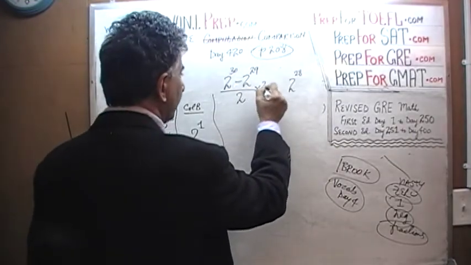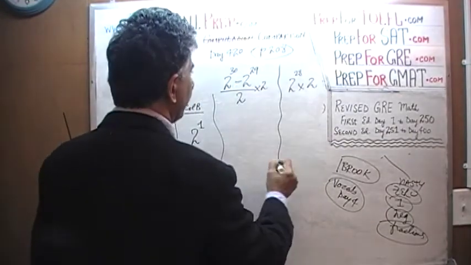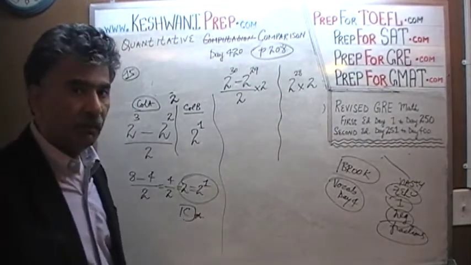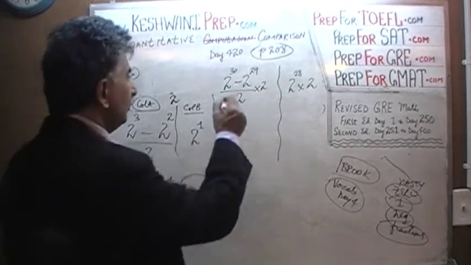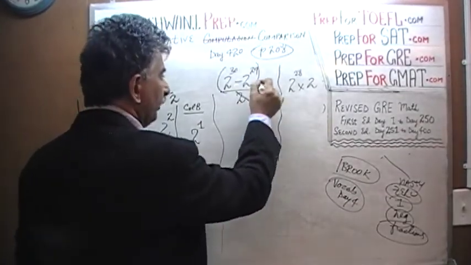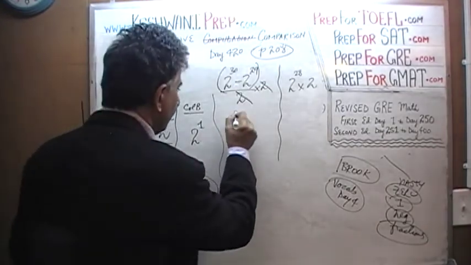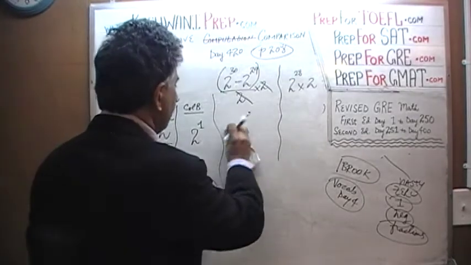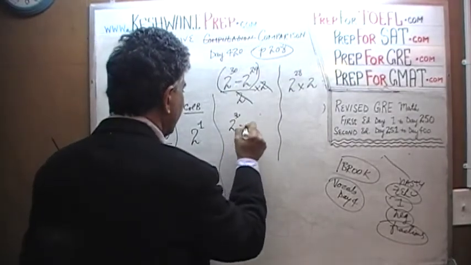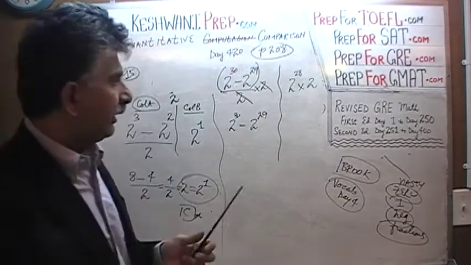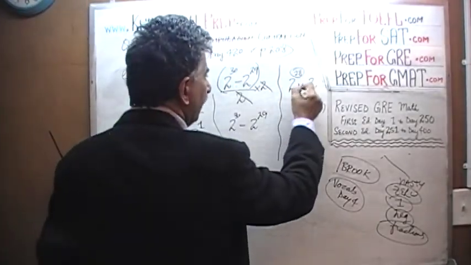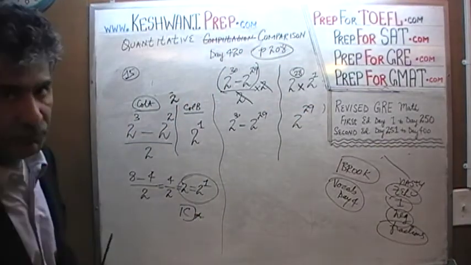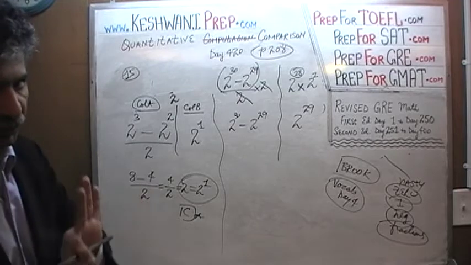Let's multiply both columns by 2. It's okay to do that because 2 is a positive number, we can multiply both columns by a positive number. When you multiply both columns by 2, this 2 goes away, and we end up with 2 raised to 29 minus 2 raised to 28 on the left. And on the right, we have 2 raised to 28 times 2 raised to 1, which is the same as 2 raised to 29. Are you with me so far? We're almost done. It's a two-step process. That's all it is. Only 2 steps.